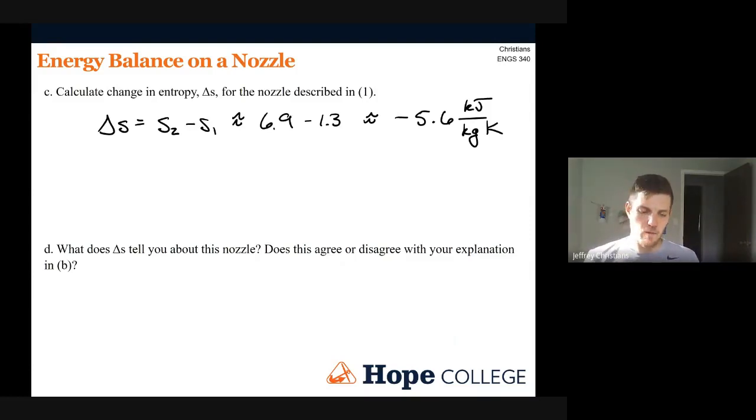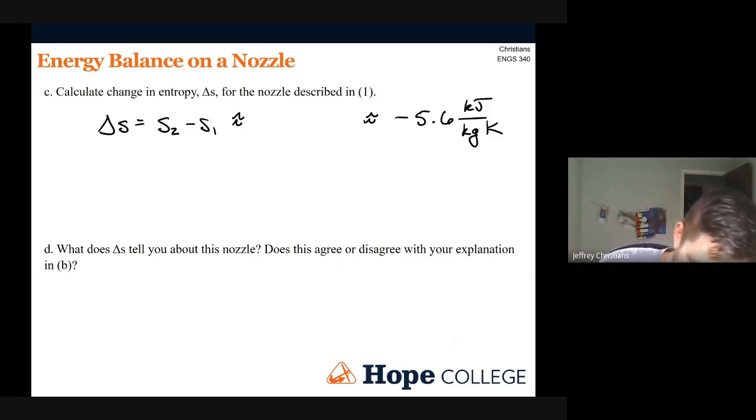So what we could say for why this system is implausible, not implausible, why this system is impossible. Why the nozzle that we did our calculations for. It wasn't because we did our energy balance wrong. It wasn't because we made math mistakes. It's fundamentally impossible because entropy decreased.